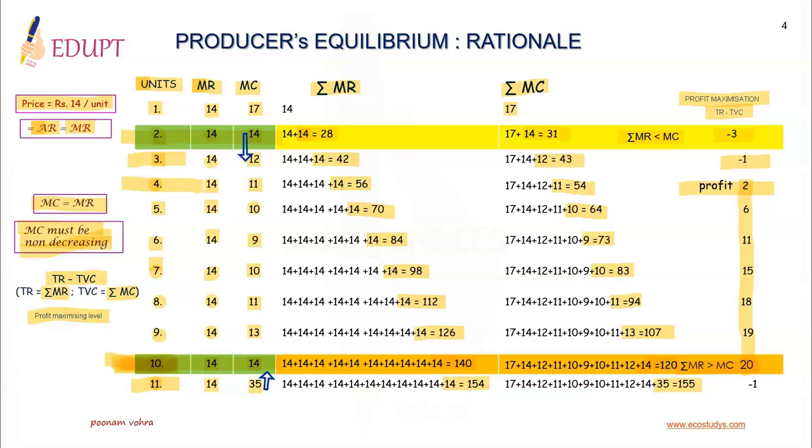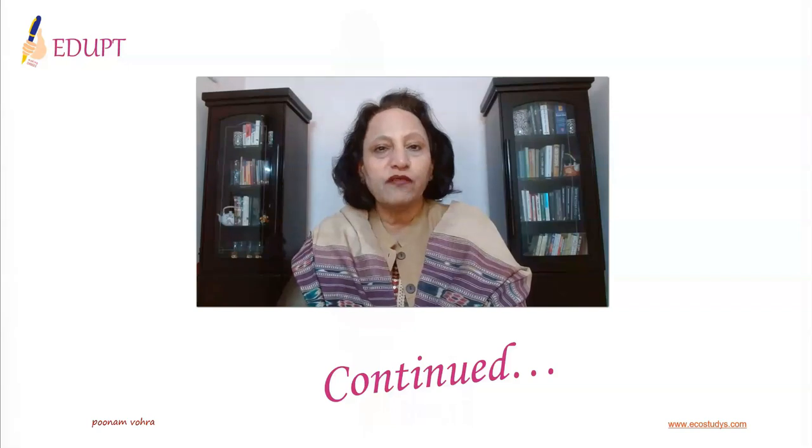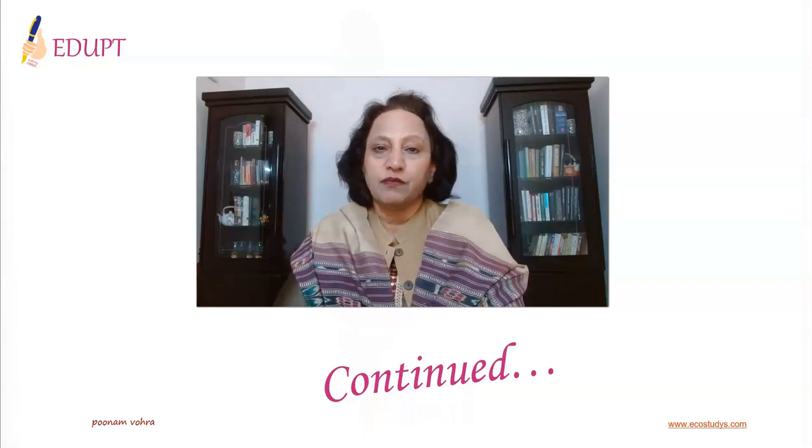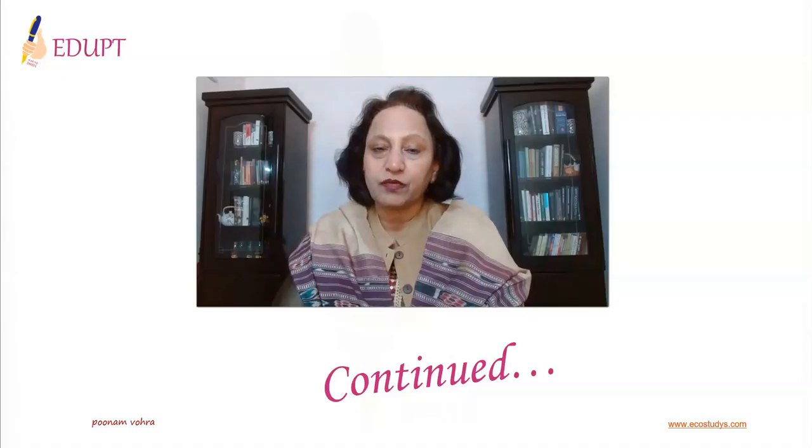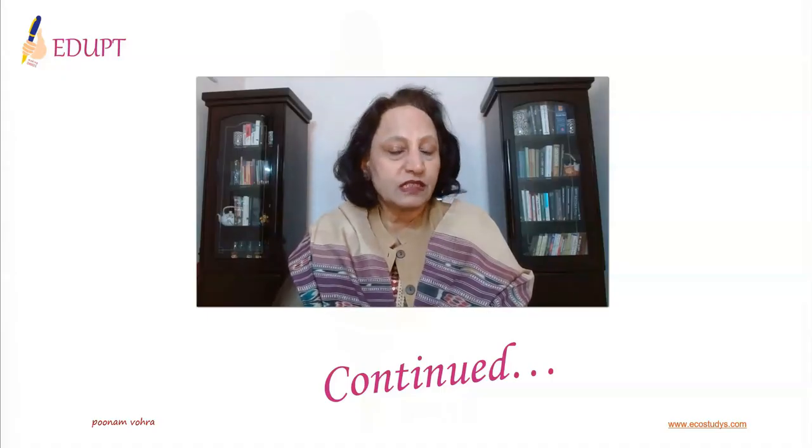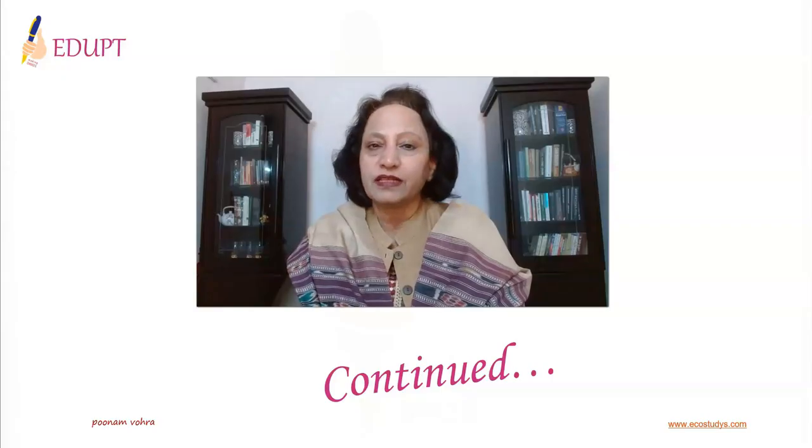Thereafter, the producer incurs loss despite having earned maximum marginal revenue and incurring maximum marginal cost. So this justifies that not at 2 units of output but at 10 units of output produced and sold, the producer is in equilibrium. I hope you have understood the concept of the marginal cost, marginal revenue approach, and also its explanation through a numerical example.